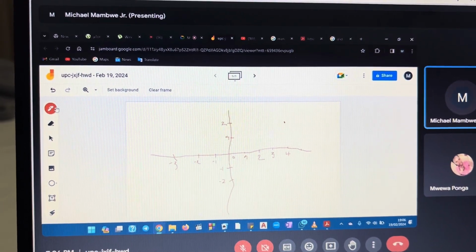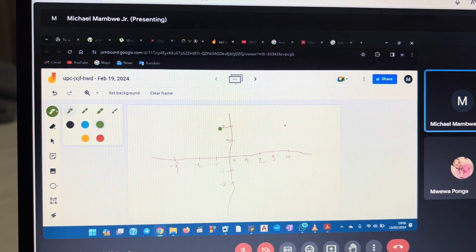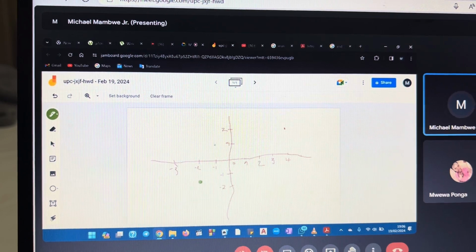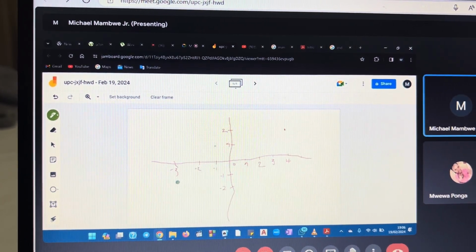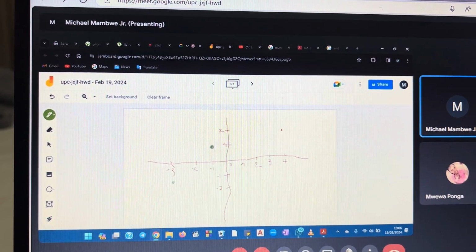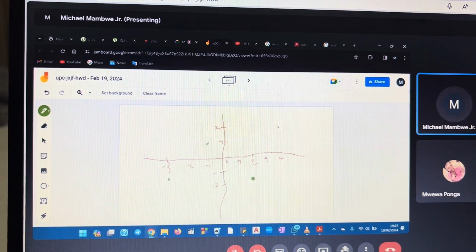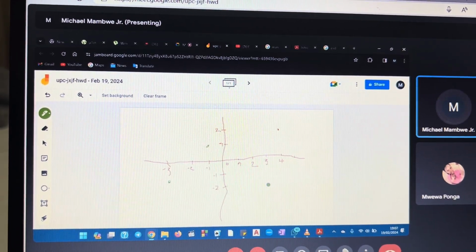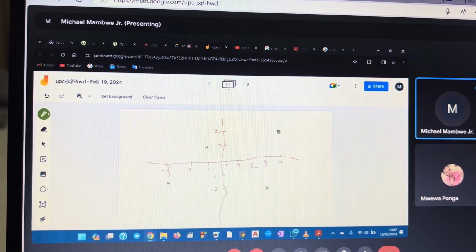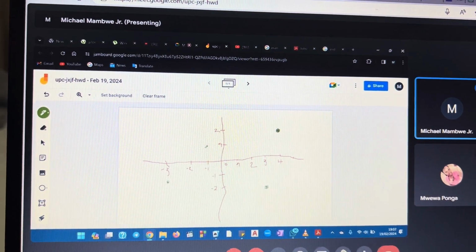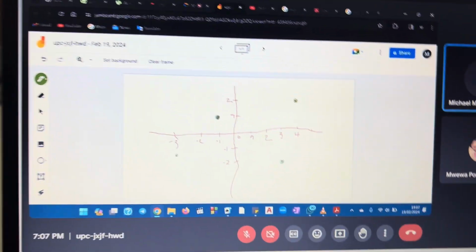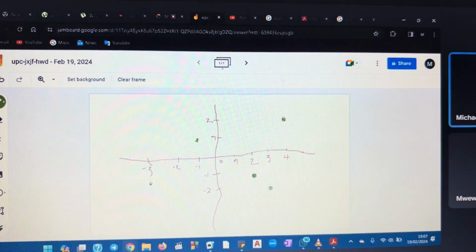Let me use a different color for the points. And maybe another point somewhere here. A point here. And maybe a point somewhere there. Let me make them a bit bigger so that they are visible. My lines are not straight, so you won't be able to see how they are intersecting exactly because it's a rough sketch.